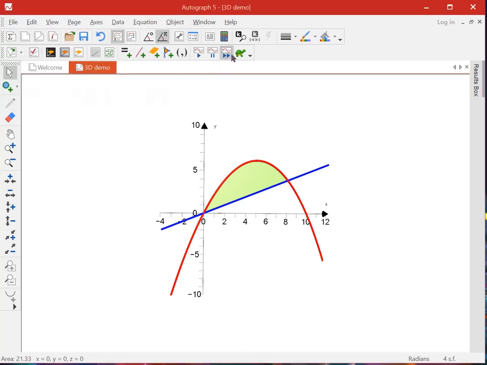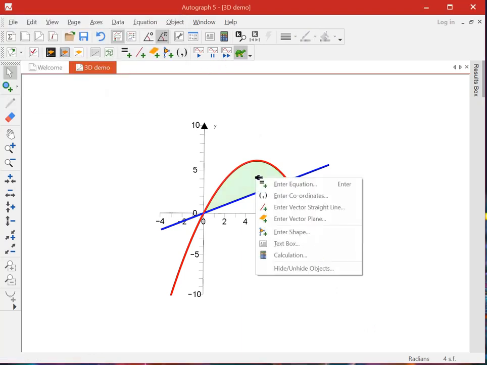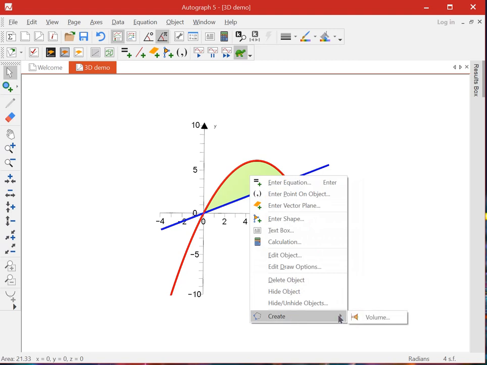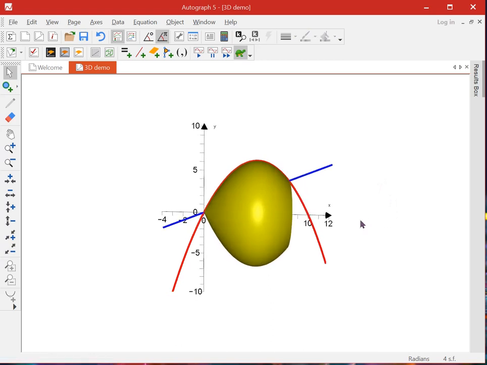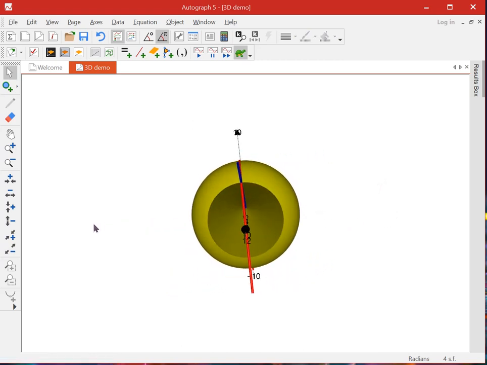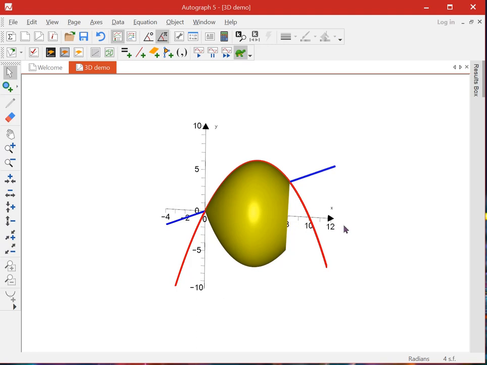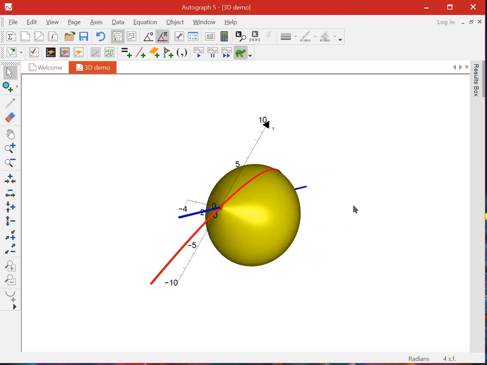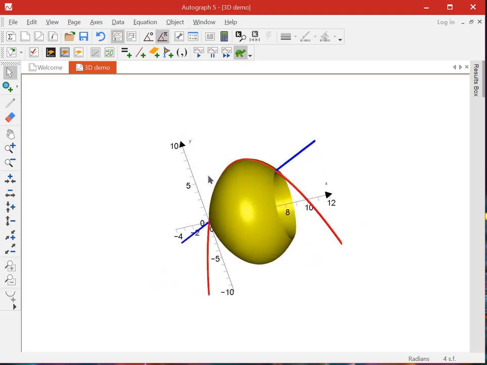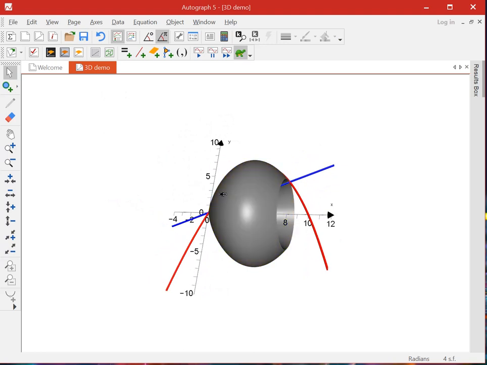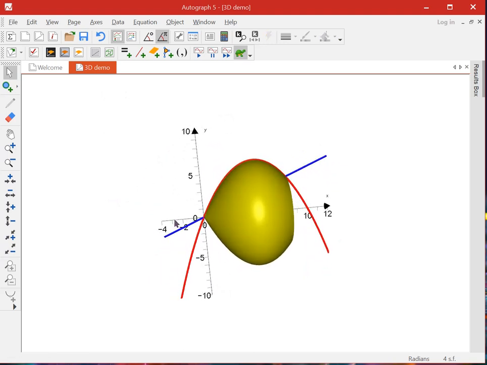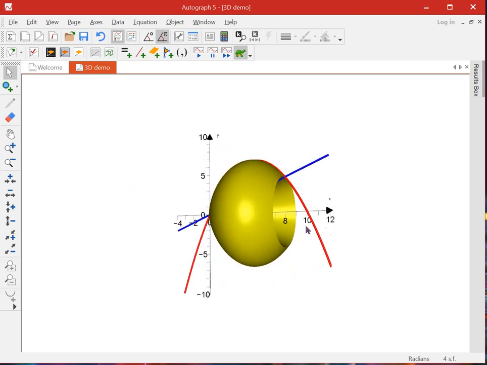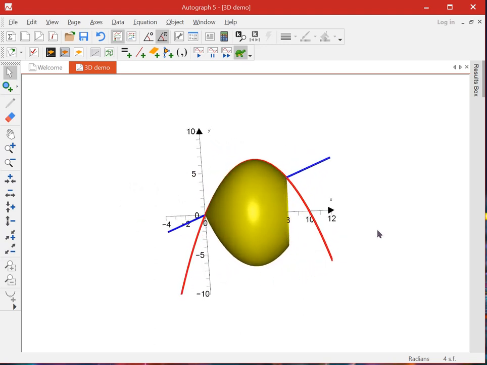Oh, wait, let me turn the turtle back on so we can watch it. It's really fun to watch. Create, volume, okay. Ooh, this is really beautiful. It looks really modern. It looks like it could have been, I don't know, a vase that would not stand up because it's a point on the one end. Anyway, it's a rather attractive shape, and we might want to find the volume of that shape.